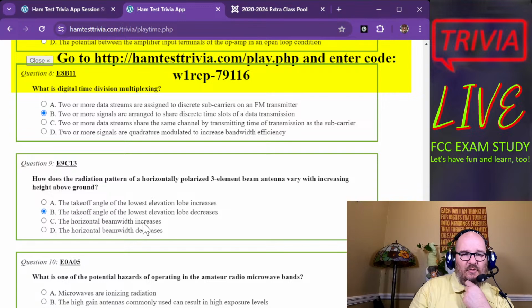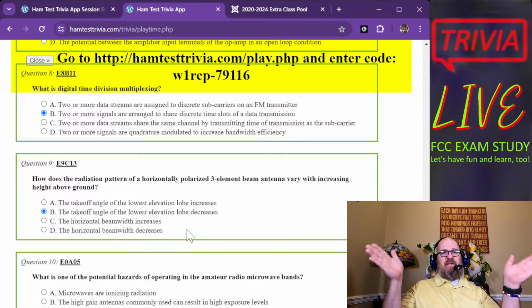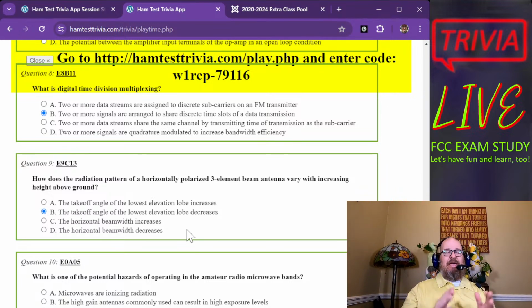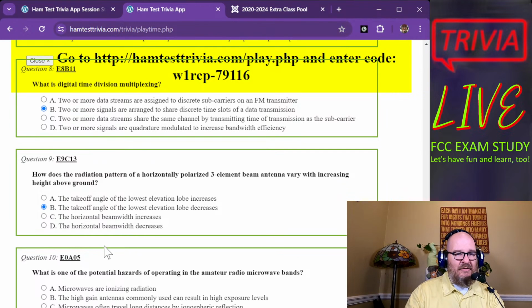We know that the only way to increase or decrease the beam width is to increase gain, which would be to have more or fewer directors and one reflector. So I'm going to go with that one. Y'all, we're almost through this fictitious exam.